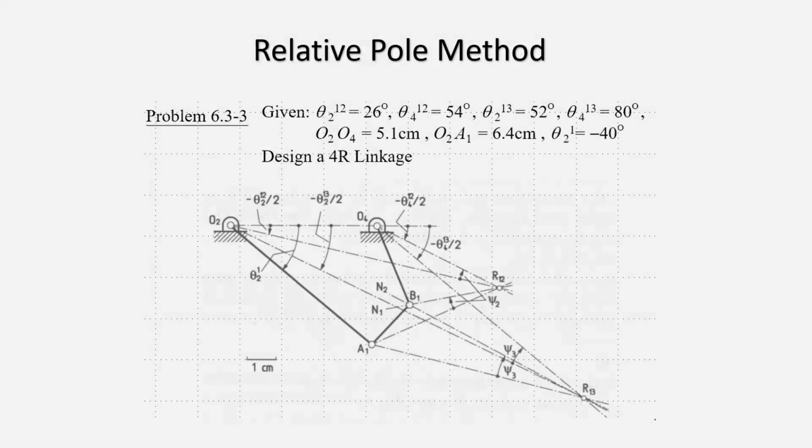Welcome to another Cabinda example tutorial. In this tutorial, we are going to construct a 4-bar linkage using the relative pole method, and we are going to do so in AutoCAD.